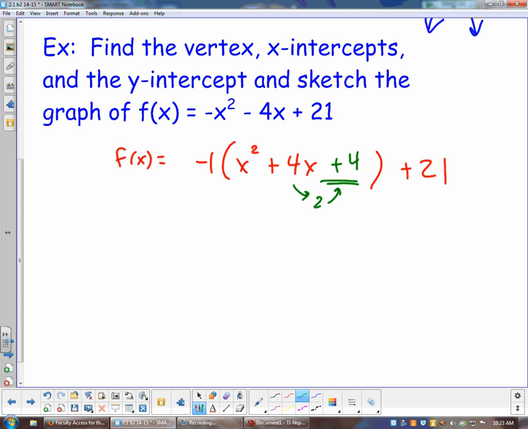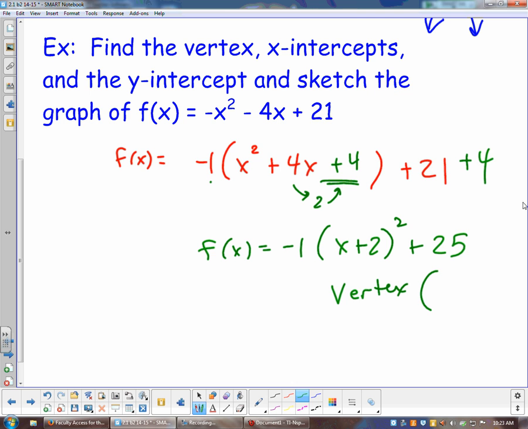But by putting a 4 here, everything here has to get multiplied by this negative 1. So I really subtracted 4 from the function. So to undo that, I have to add 4. Do we agree with that? All right, that means our function in standard form is negative 1 times x plus 2 quantity squared plus 25. Are we agreeing with this? Okay. And that means that your vertex is what? Negative 2, 25. And what's your y-intercept?